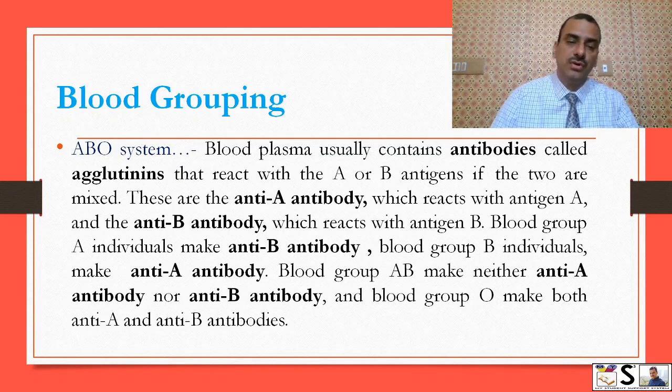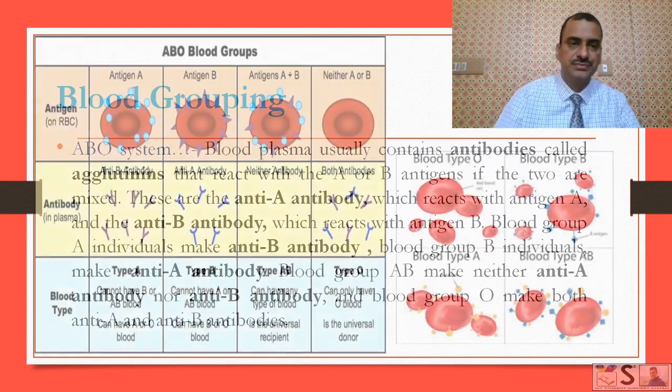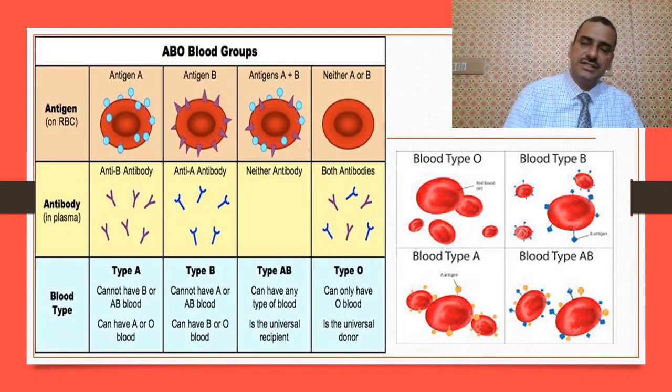Blood group B individuals make anti-A antibody. Blood group AB makes no antibody, and blood group O makes both anti-A and anti-B antibodies. You can understand this by this picture.